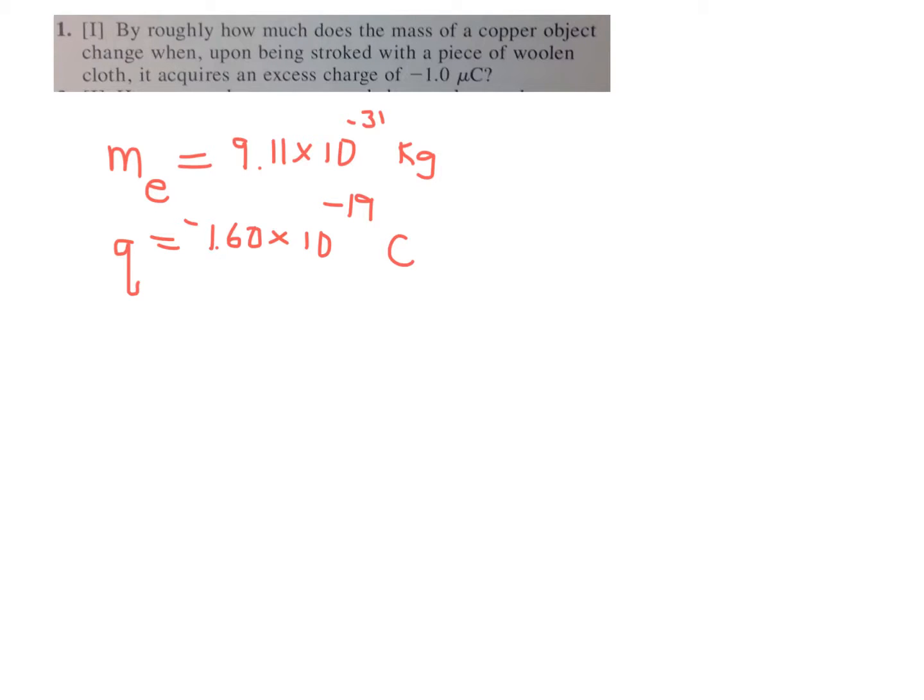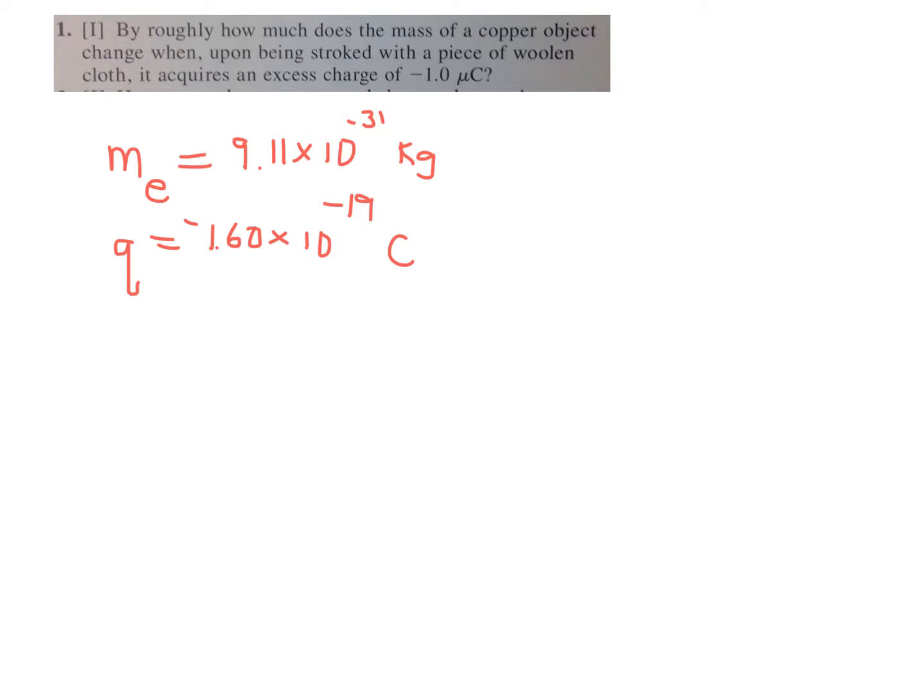For example, you also need to know basic information that you could look up. The mass of an electron that I'm giving you here, 9.11 times 10 to the negative 31st kilograms, and the charge of the electron. Bottom line is, when you rub something here, what's happening is some electrons are being transferred to this object, enough to build up a charge of negative 1.0 times 10 to the negative 6th coulombs, because micro is 10 to the negative 6th. So we've got to figure out how many electrons that is.